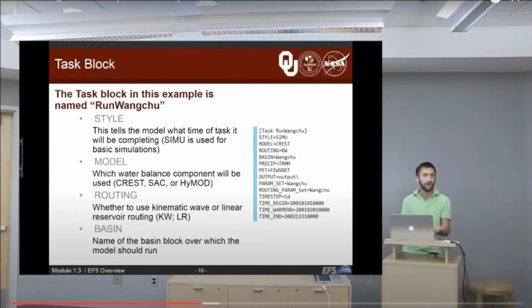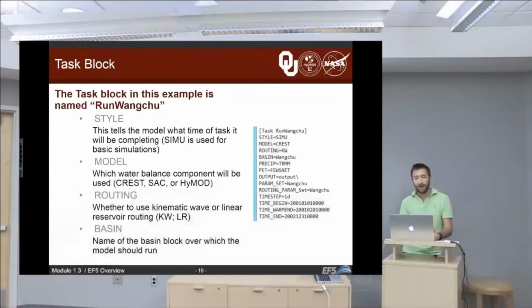La opción model es el componente, indica qué componente del balance de agua se utilizará, ya sea CREST, SAC o HyMOD. We are using CREST. There's also Sacramento. For routing, you can have kinematic wave or linear reservoir. And then in the basin line, that's telling EF5 which basin to run in this task.